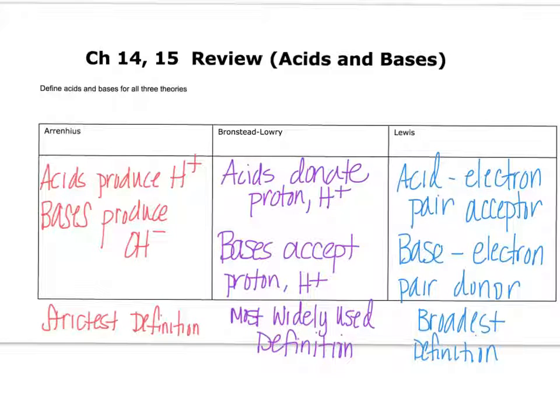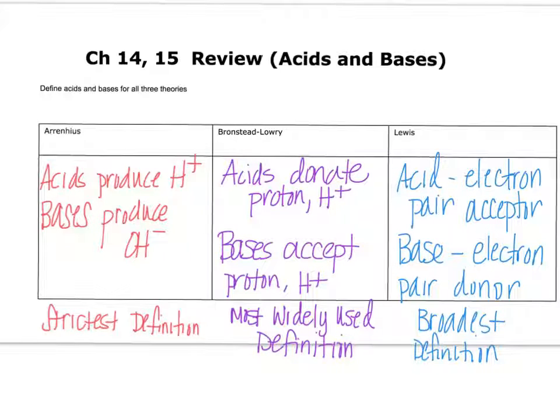The second one was the Bronsted-Lowry definition, and it is our most widely used definition. It's the one we're usually referring to when we talk about acids and bases. And in that definition, the acids will donate a proton in the form of a H+, and the bases will accept the proton in the form of the H+.